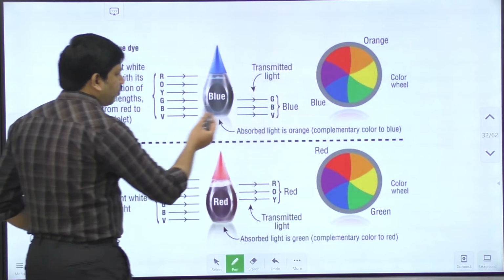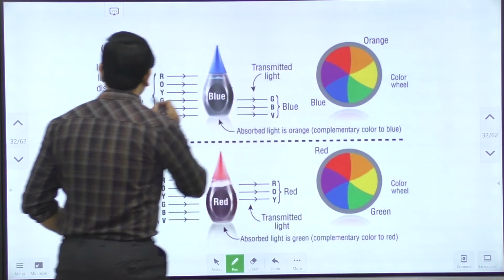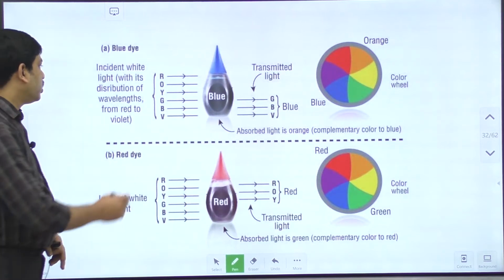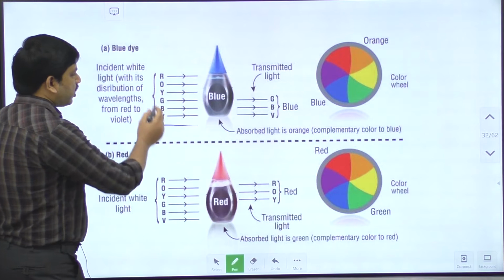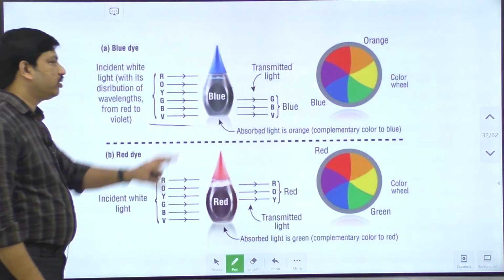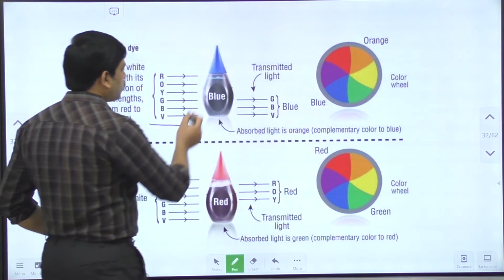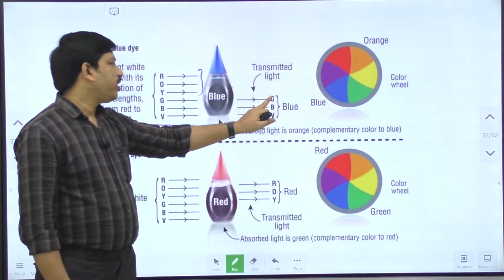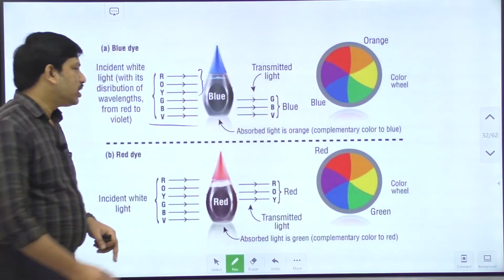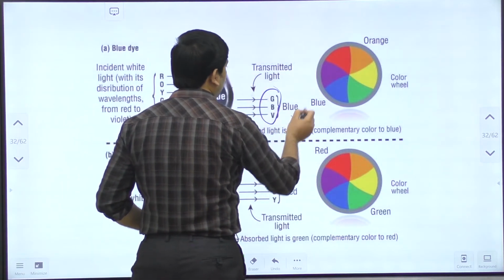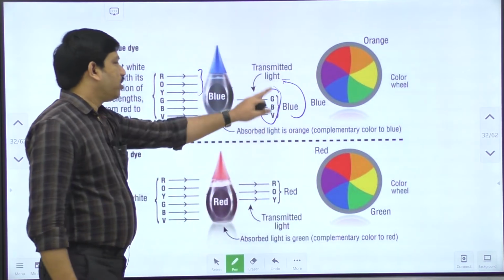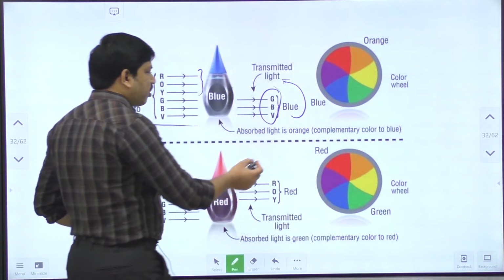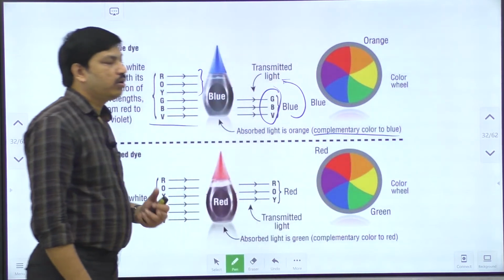Let us see that this is a blue indicator, and this is one of the red indicators. Initially we are sending different colors towards this indicator, but this indicator is absorbing the first three colors, red, orange, yellow, and emitting green, blue and violet. These three colors combine with each other and produce a resultant blue color. So that is what we are seeing. This is called the complementary color of blue.